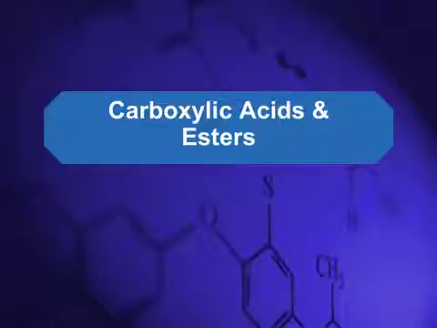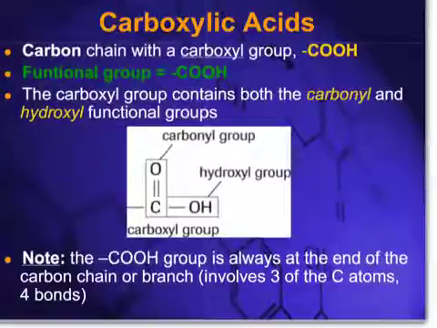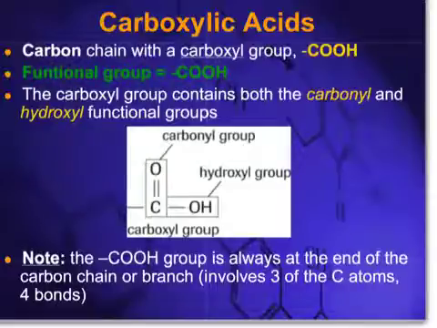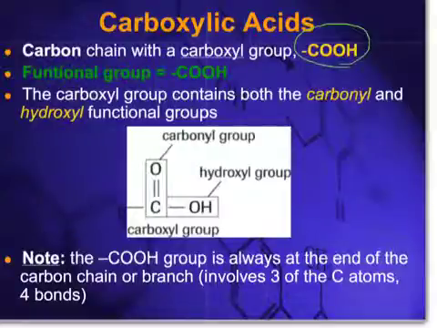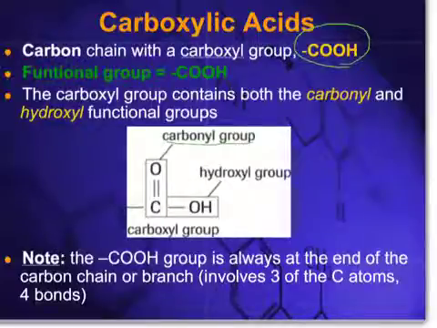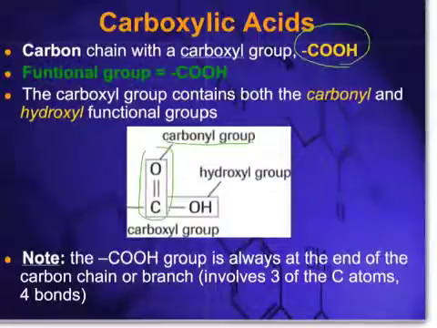In this video, we will talk about carboxylic acids and esters. As the name implies, carboxylic acids are weak acids. These hydrocarbons have the functional group carboxyl, or COOH. It is interesting because this carboxyl group is actually two functional groups put together. It is a carbonyl group, which is C double bond O, and a hydroxyl group, the OH.